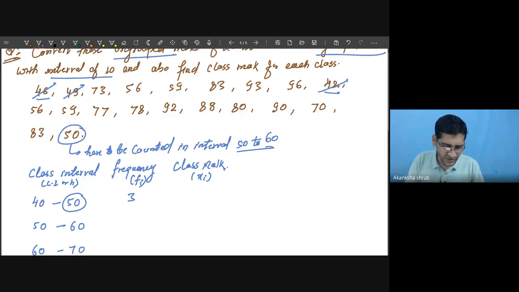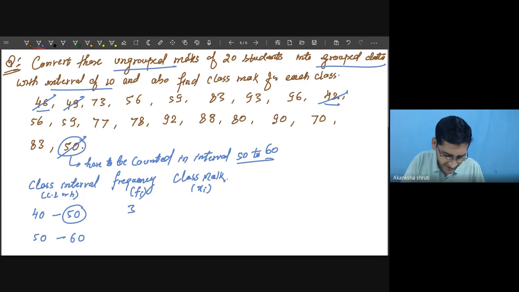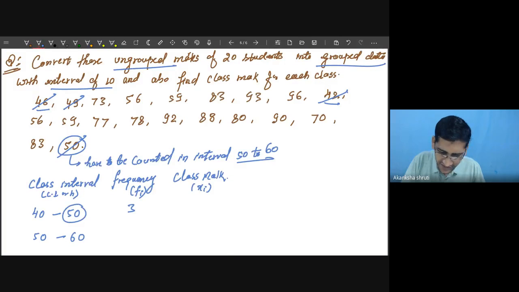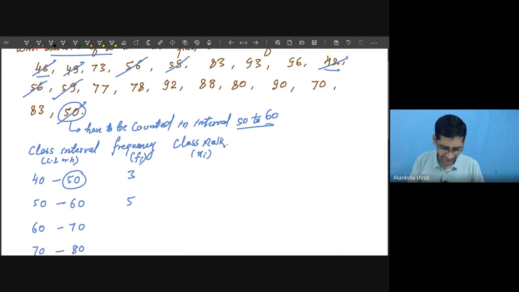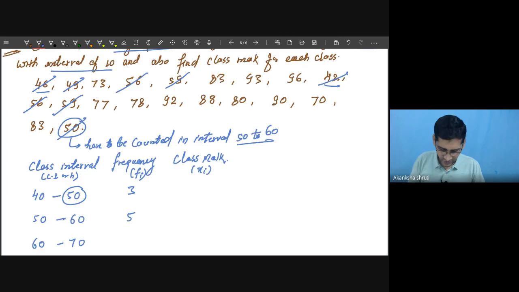Now going for 50 to 60. For 50 to 60 we have this 51, 50 as 1. Let us go back. 59 as the second one, 56 as the third one, 59 as the fourth one, 56 as the fifth one. So there are 5 such students. Okay, student. Now go for 60 to 70.